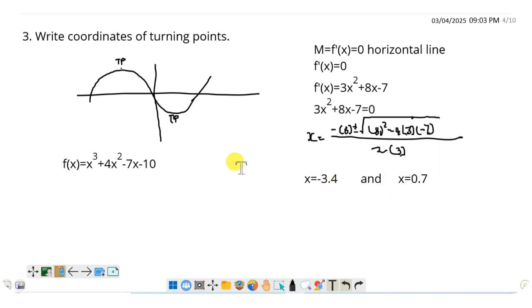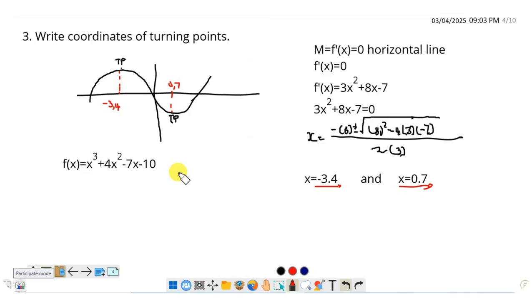Okay, so now I have the x values. This means I know the x value here, and the x value here for the turning points. The x value here is negative 3.4, right? The x value here is 0.7. That's how you find the x.